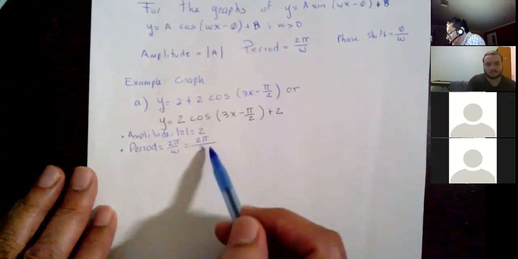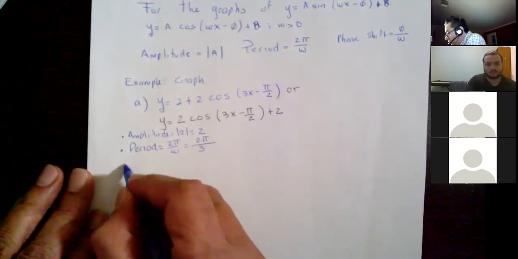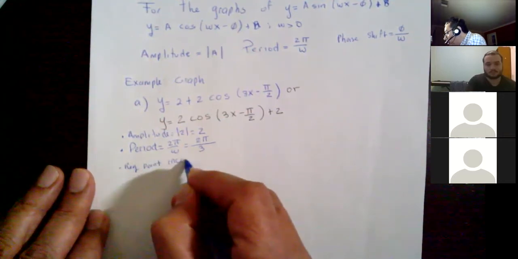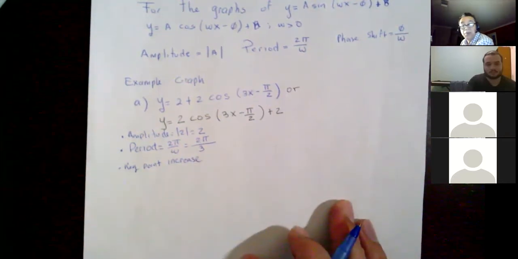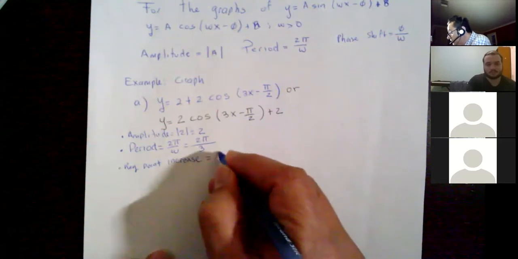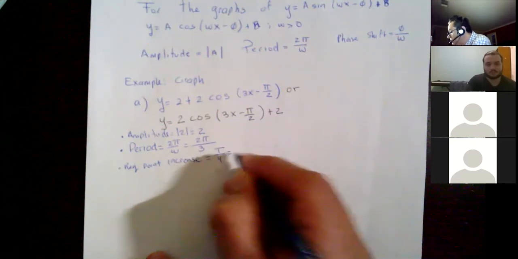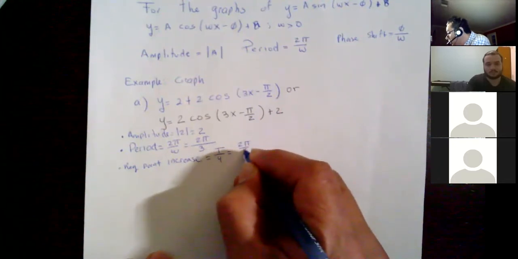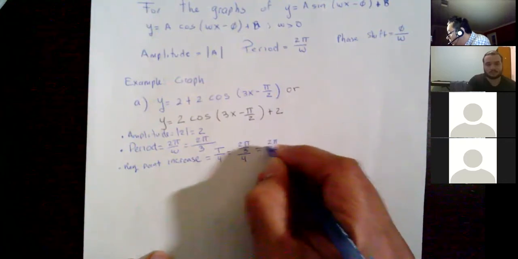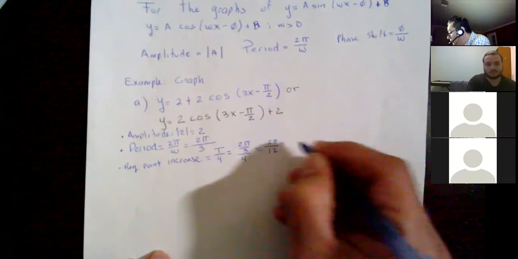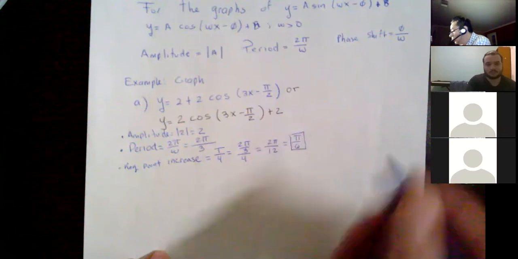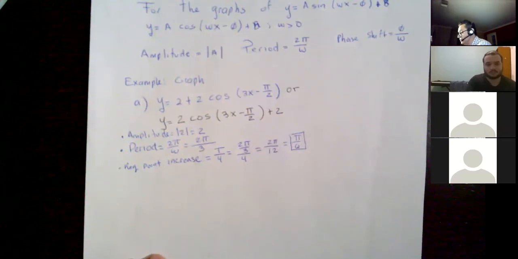Now that we have the period, let's find the key point increase. Remember, in order to find the key point increase, that's T divided by 4, which is going to be 2 pi over 3 divided by 4, which is the same as 2 pi over 12, and this is the same as pi over 6. That would be the key point increase, pi over 6.